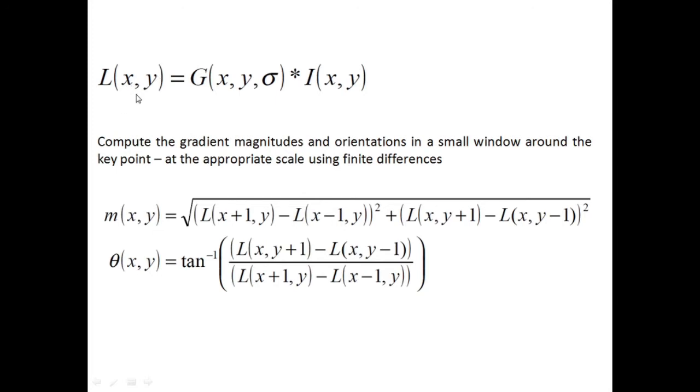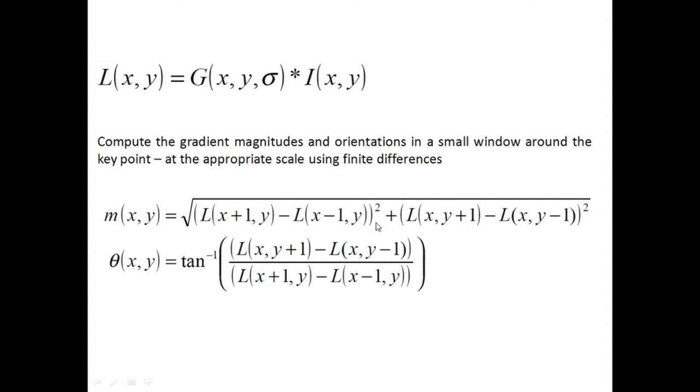So this is how you will be getting it. L equals G convolved with I. Compute the gradient magnitude and orientations in a small window around the key point at the appropriate scale, using finite differences. In this manner I am able to get the magnitude as well as theta, that is the orientation direction.